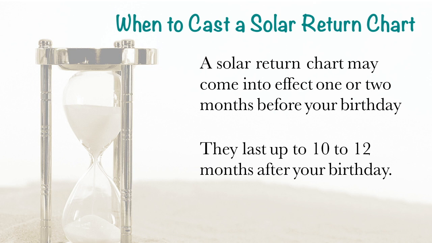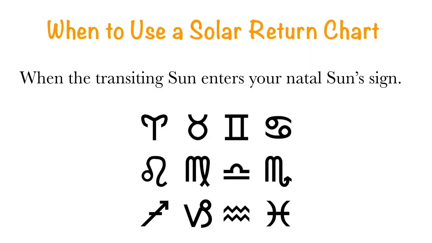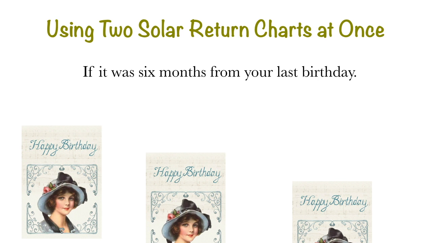Typically a solar return chart will last up to 10 to 12 months after your birthday, again depending, because there is a slight overlap. It doesn't just happen that on the moment of your solar return, bam, you're using the new chart. It does tend to come in. So if you're halfway through the year, you will be quite solidly in the one, but as you're coming towards your birthday, and certainly as the sun enters the sign that your sun is in natally, then you will be using the next solar return chart. And that's what I'm saying there, that when the transiting sun enters your natal sun sign, you actually will be using the new solar return chart.